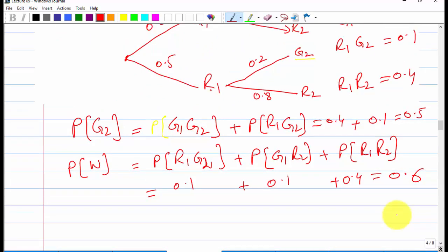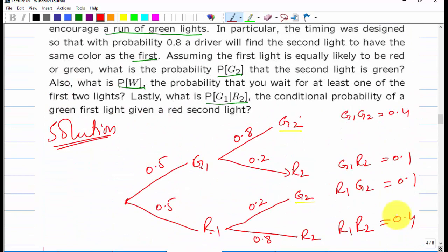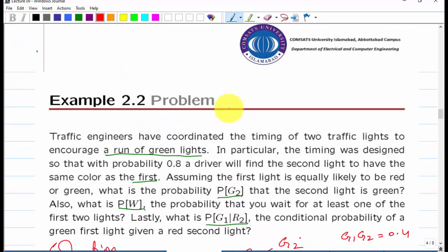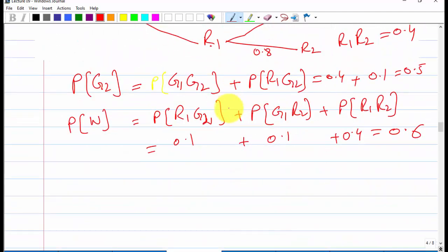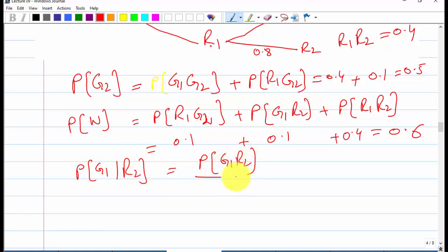Now the last one: what is the probability of G1 given R2? So the probability of G1 given R2 is the probability of G1 R2 divided by the probability of R2.